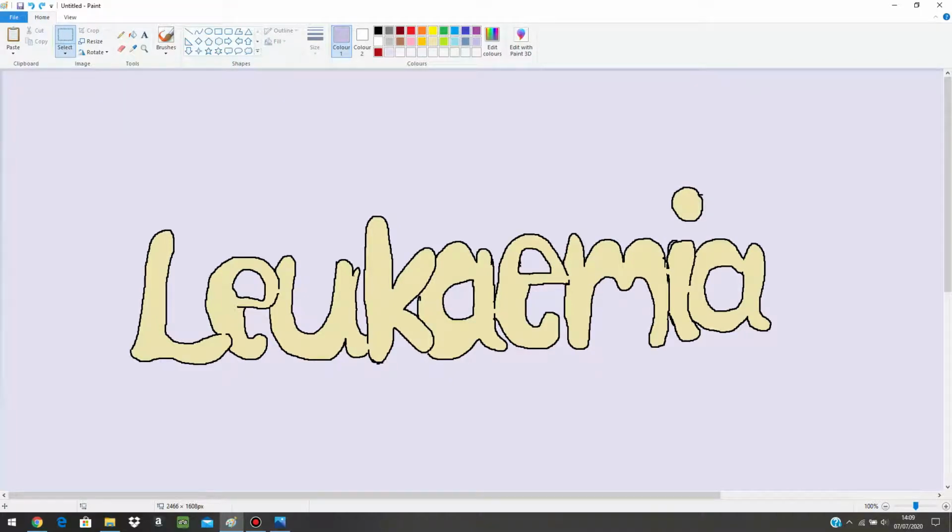Today we will be looking at the leukemias. Specifically, we will be looking at the cell lineages and how this not only relates to the symptoms of the leukemias, but also what we may see on a full blood count.